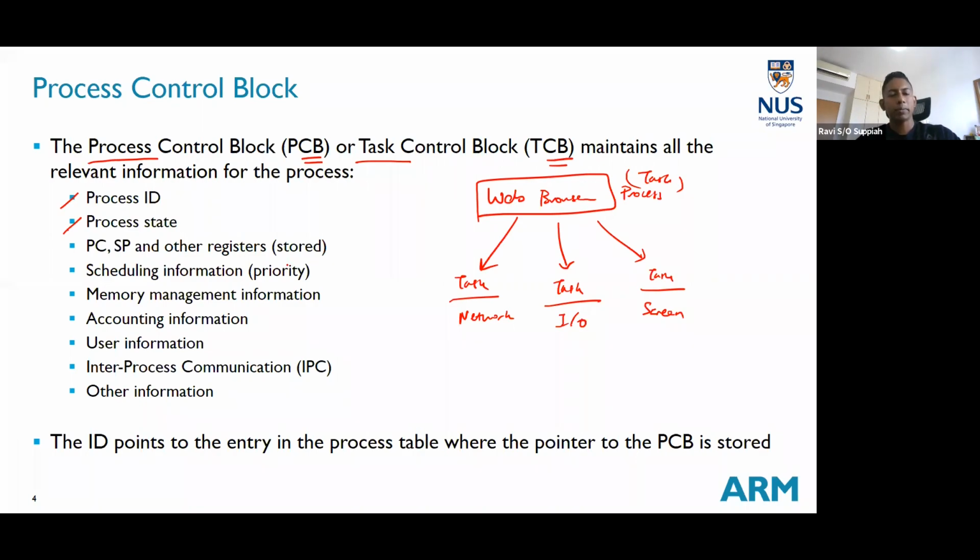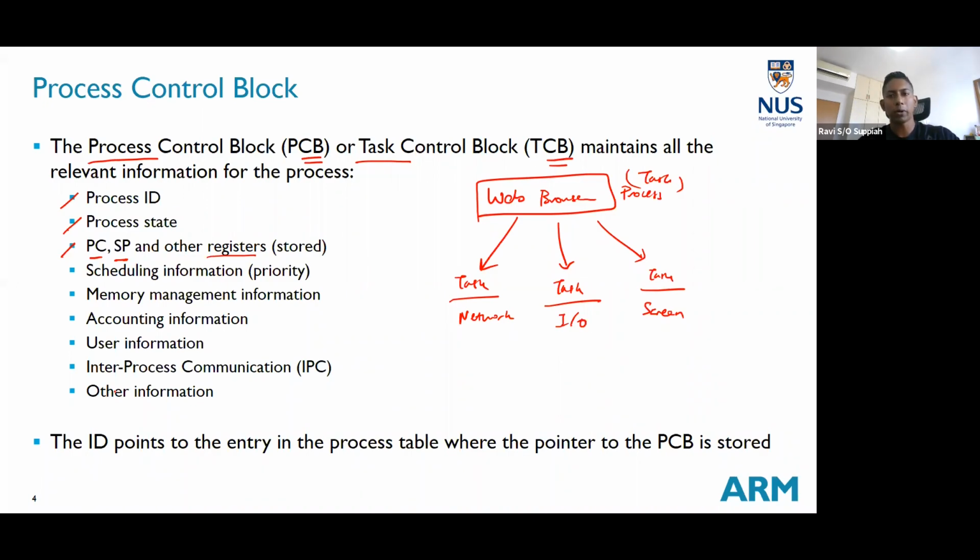At the same time, like I mentioned just now, each task runs as if it owns the CPU to itself. That means the task will have its own copy of the program counter, the stack pointer, and all the registers that it's using, because it is running on its own. All of this information is there, plus the scheduling information, the memory, interprocess communication and so on. So it gives us a complete record of everything related to the process at any point of time.